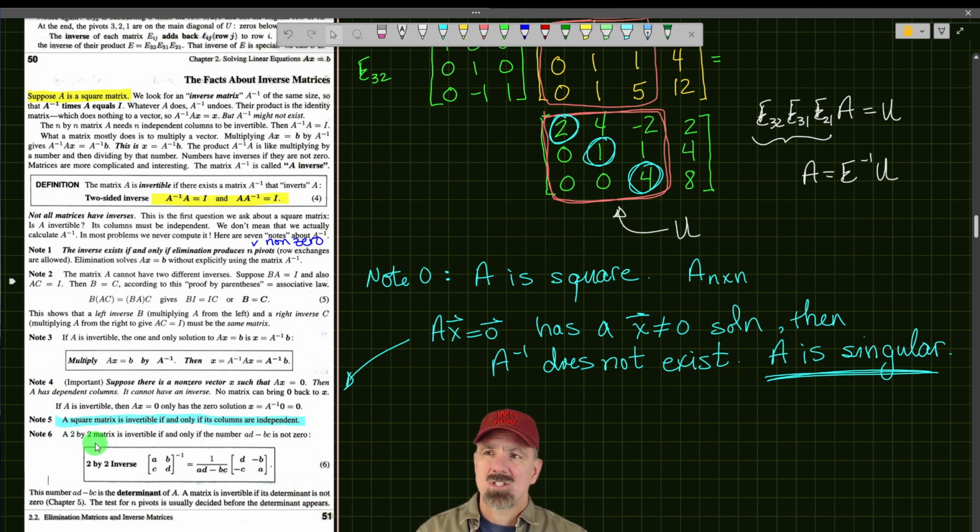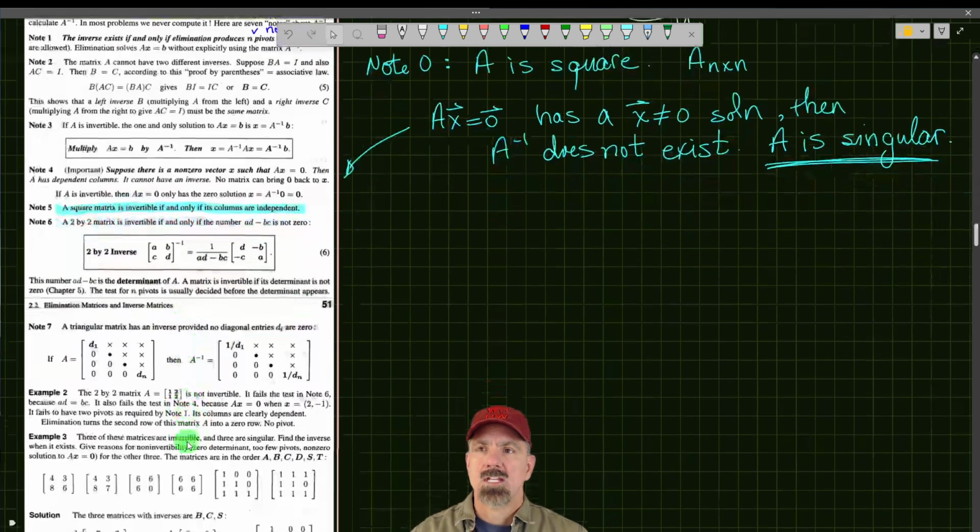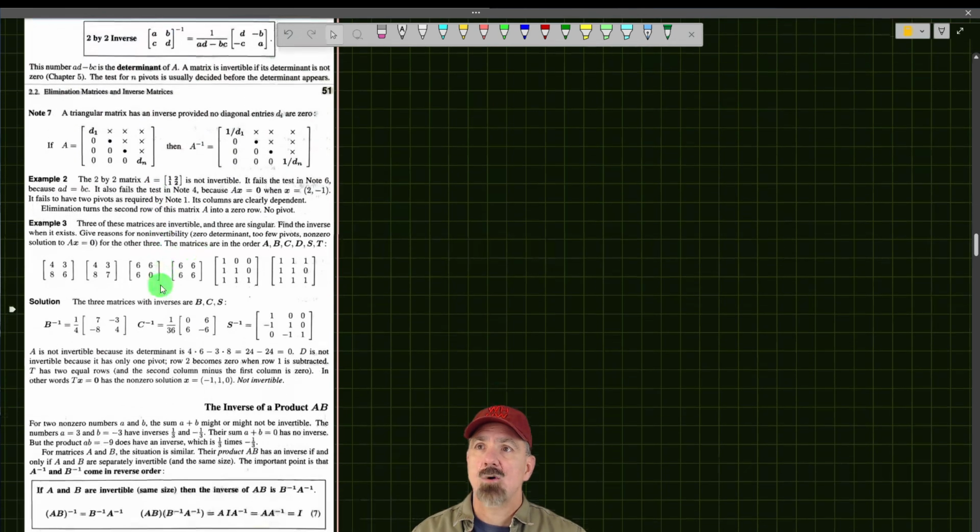And then finally here in note 6, he provides what you may or may not have learned as the inverse of a 2 by 2 matrix. That's not really germane for us, but it's okay. It's there. It's not a problem. Continuing on then, let's take a look at note number 7. This is a little bit confusing.